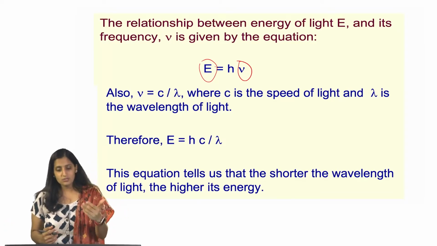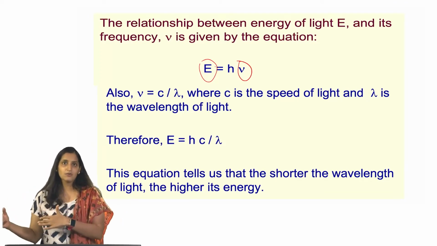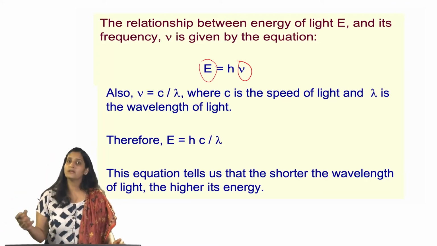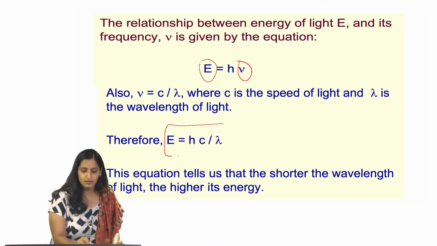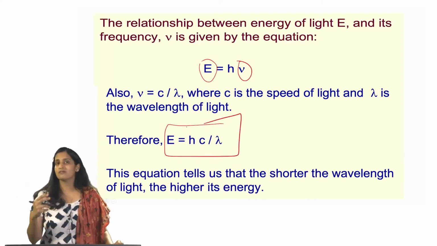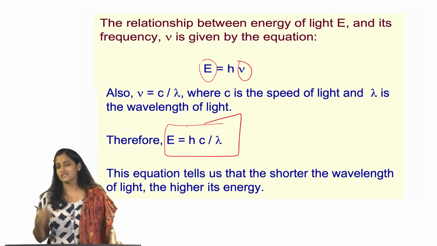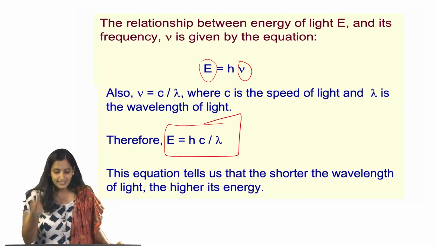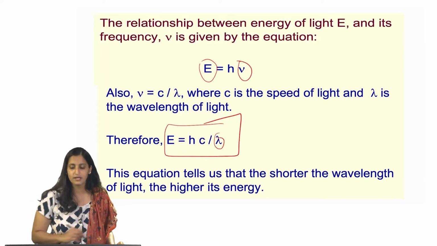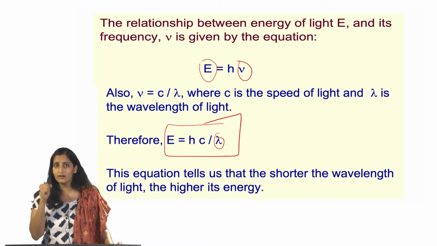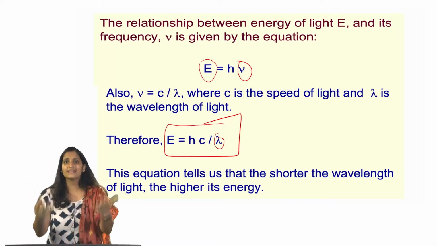We also know that nu, the frequency, is c by lambda, where c is the speed of light and lambda is the wavelength of that light. So E is also equivalent to hc by lambda. These two equations are very important: E equals h nu and E equals hc by lambda. What it tells us is that the shorter the wavelength, if you keep making this denominator smaller and smaller, the higher the energy.